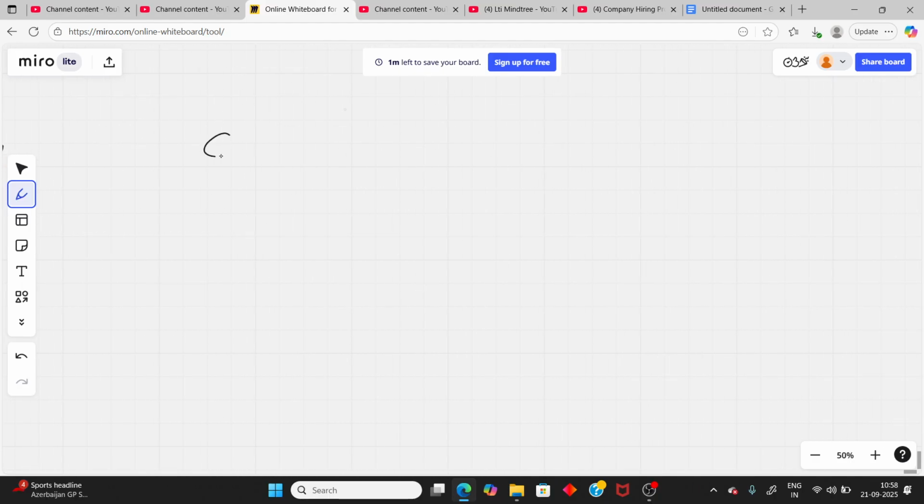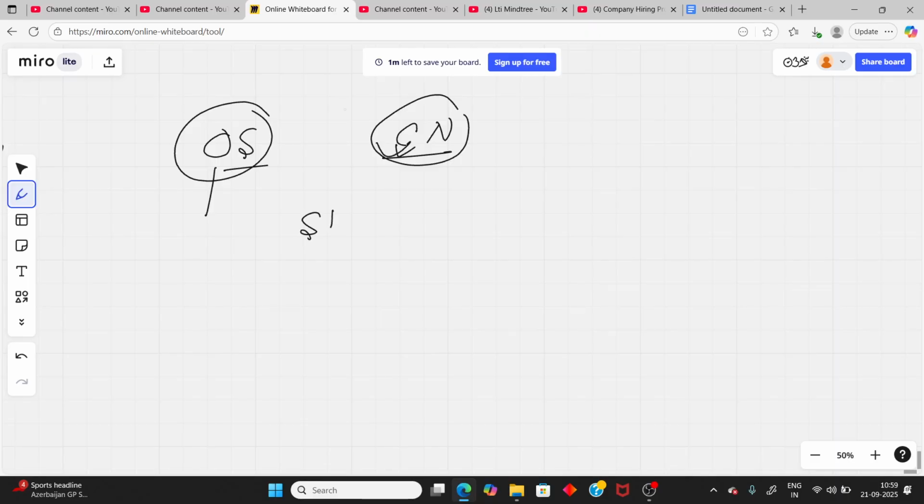Also, basic OS plus CN, you should know the basics. For OS: types of operating systems, deadlock, and scheduling algorithms. For CN, you should know the OSI layers. And for software engineering, the basic models: what the waterfall model is and the agile model. That is enough for this.